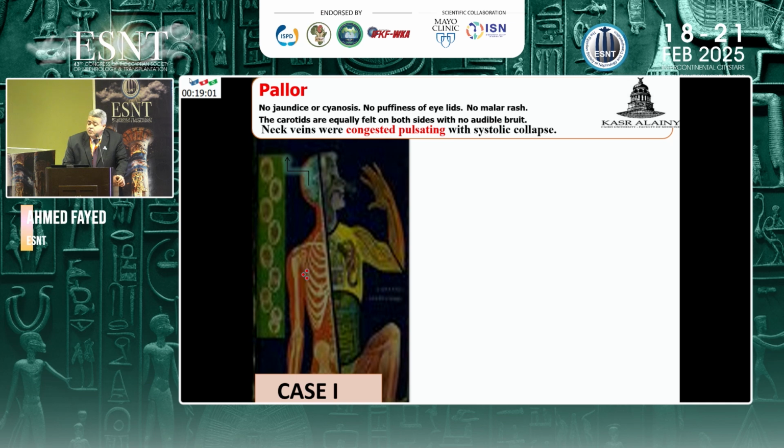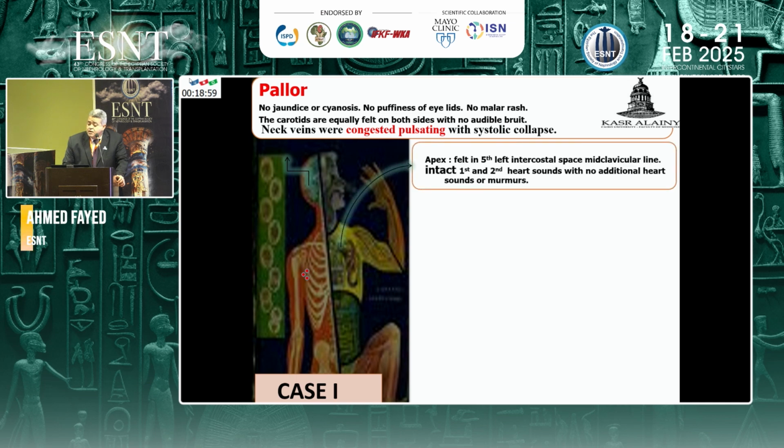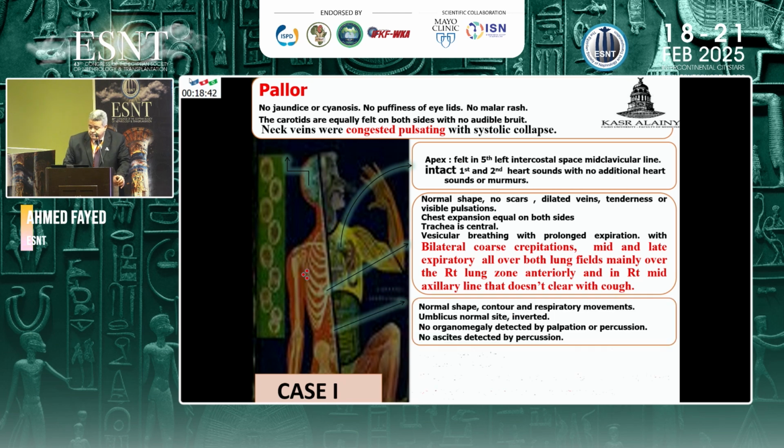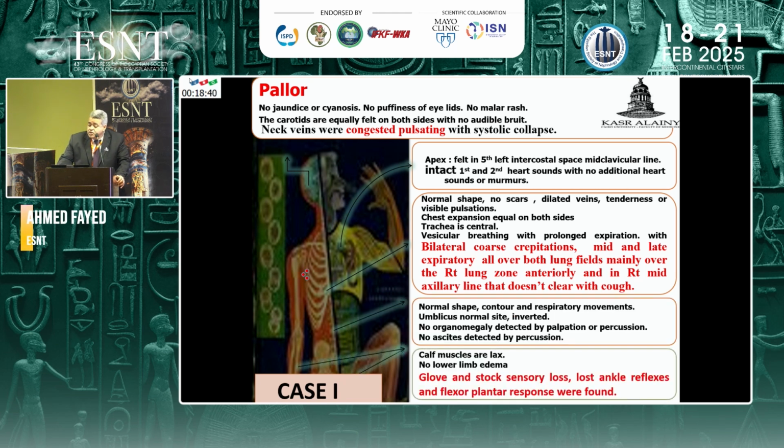Pallor with neck vein congestion, so systolic collapse. Cardiac examination is essentially normal. Chest examination shows bilateral coarse crepitations in the middle and late expiratory phase all over the chest lung fields, mainly over the right lung zone and in the right mid axillary, that don't clear with cough. And the abdominal examination is clear.